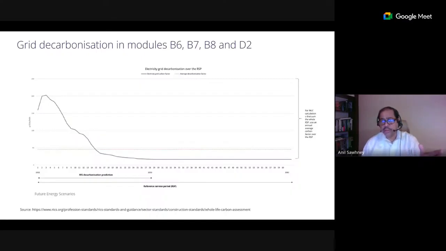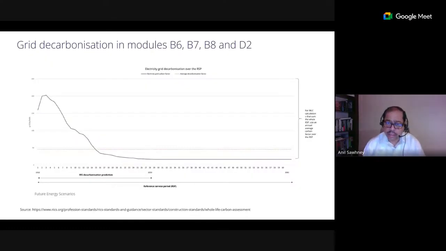Probably not. So when doing these long range estimates for B6, which is energy use, B7, which is water use, B8, which is use of carbon, and then D2 for beyond system boundary, you can use these kinds of curves. This is specifically for the UK, produced by the future energy scenarios. So essentially, it's telling you electricity grid decarbonization over the RSP of 60 years.